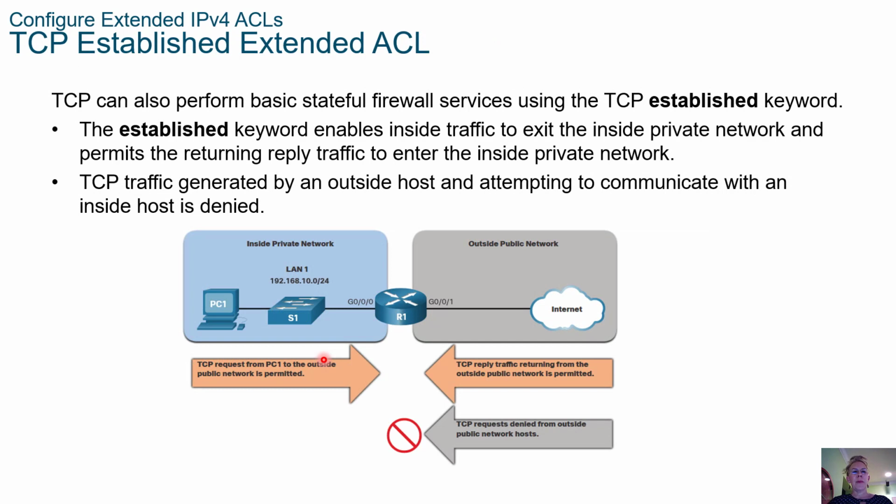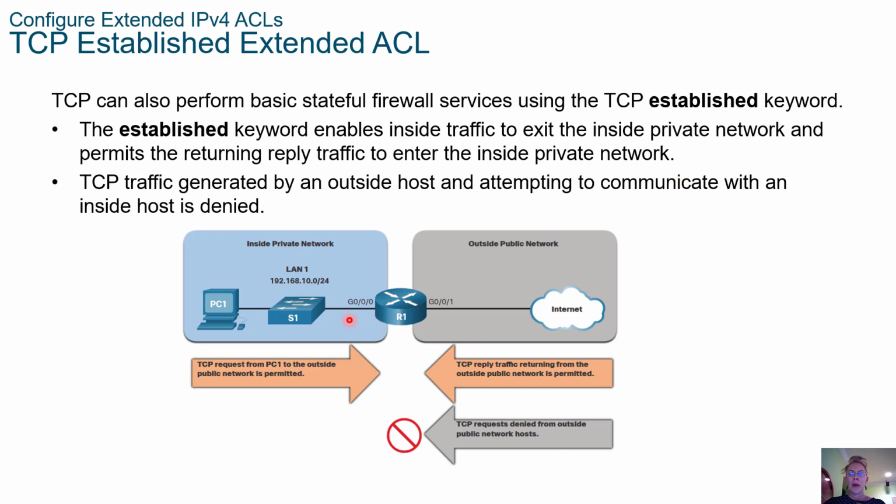Let's go ahead and talk about the established keyword right now. This is an example talking about how you can use TCP to function like a stateful firewall using the established keyword. So the established keyword enables inside traffic to exit the inside private network, right? So we're familiar with that. Here's our private network. It's a 192 address. So we know that's a private address, just like if we had a 10 address or a 172. And it permits returning reply traffic to enter the inside private network.